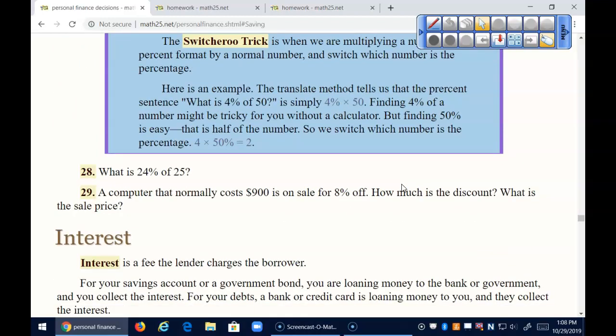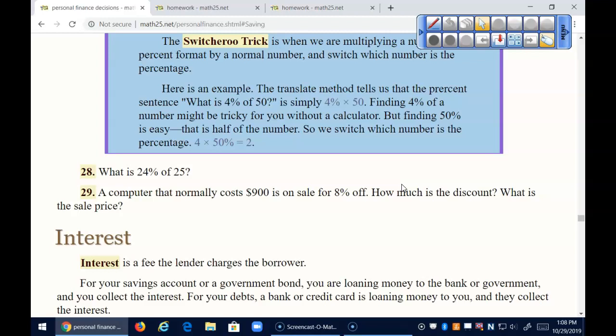So what is 24% of 25? That seems confusing. But put the percent on the other number. What is 25%? So a quarter of 24. 6. Ta-da.